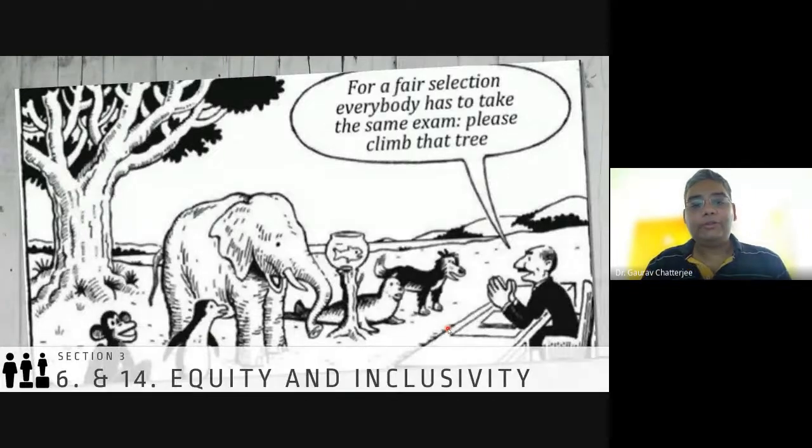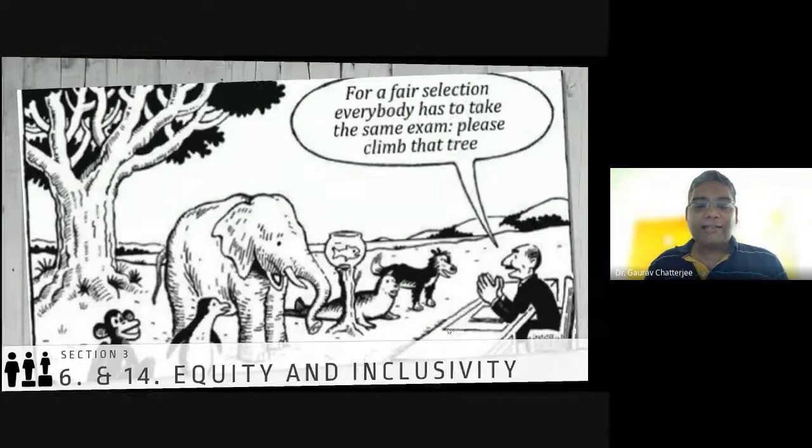So that was mostly a brief summary about all the policy points that were there in the student support section. Now let's go into the equity and inclusivity, the second part of the talk, which are basically policy points number 6 and 14 in the policy document. This is a very popular picture, which I'm sure everybody has seen. We try to provide equality and we try to be very proud of it. We are providing equal opportunity to everyone.